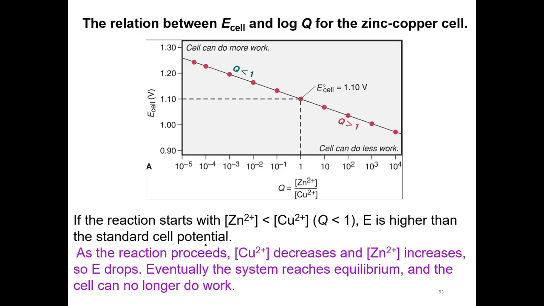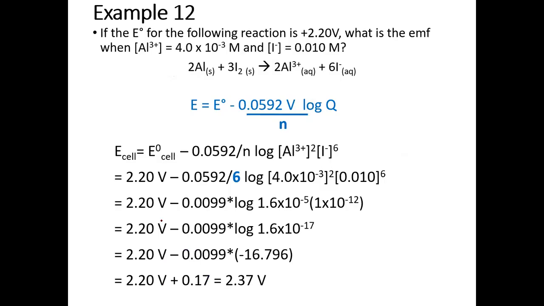So if the reaction starts with zinc less than copper, Q is going to be less than 1 as you see here, right? Then E is higher than the standard cell potential that we are talking about. As the reaction proceeds, copper decreases and zinc increases, so the E drops finally, and then eventually E will stop. So eventually the system reaches equilibrium and the cell can no longer do work. If we talk about that, we bring the Nernst equation back into this example.